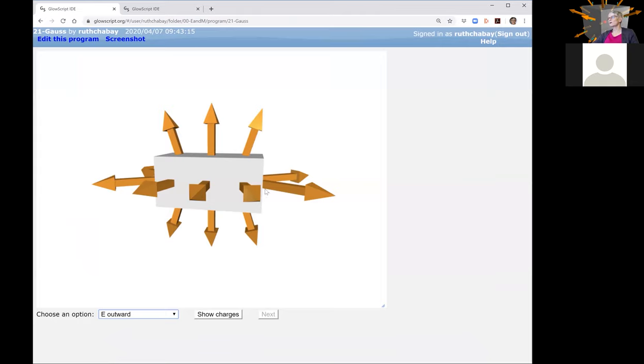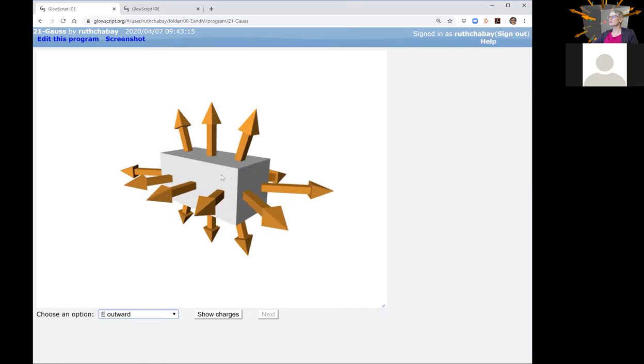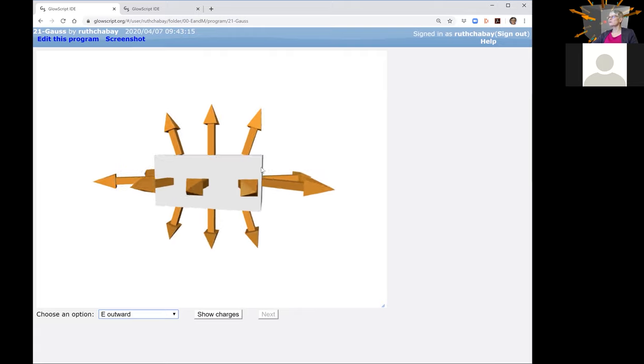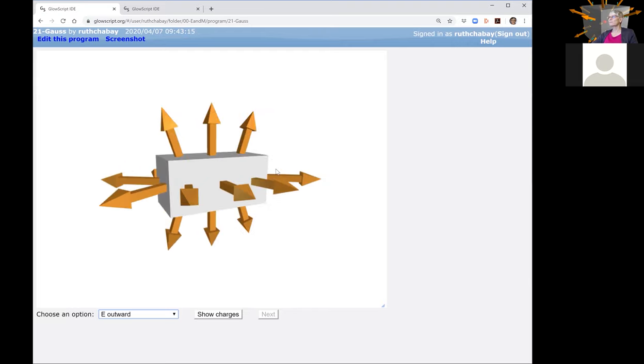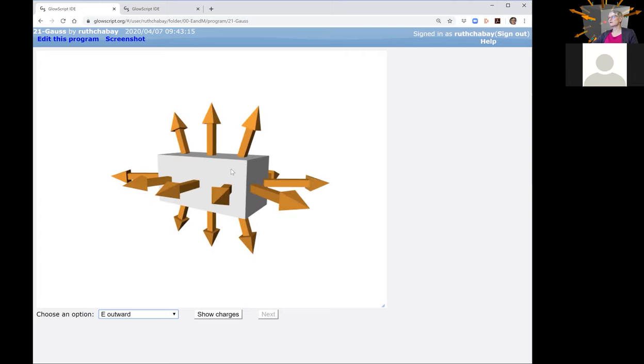So can you see the VPython program on the screen? Yes, okay. So what we have here is a visualization of an imaginary box that we've created in space. Even though it's not made of any real material, it's just an imaginary mathematical construct, it's opaque so we can't see what's inside it. But what we can do is go around and measure the electric field at locations on the surface of this box. So here's what we've done: we've gone around and measured the electric field at locations all over the surface of this imaginary box.